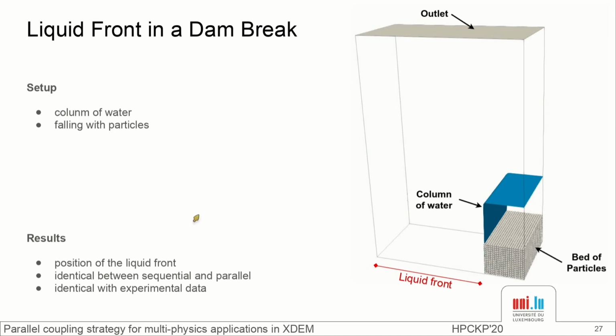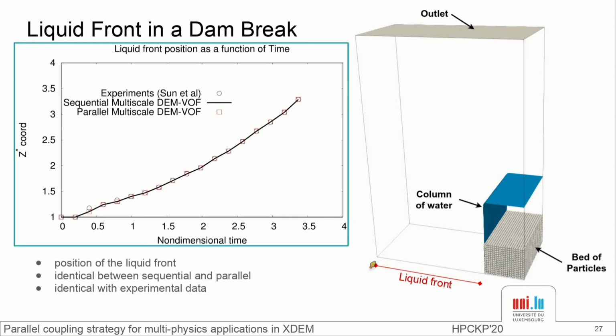And we're going to compare the result of the position of this liquid front over time between sequential execution and parallel execution, and we will also compare it with experimental data. So this is the result of the execution, and we can see that first we have no difference at all between the sequential and parallel execution, and also our result matches pretty well with the experimental measurement.